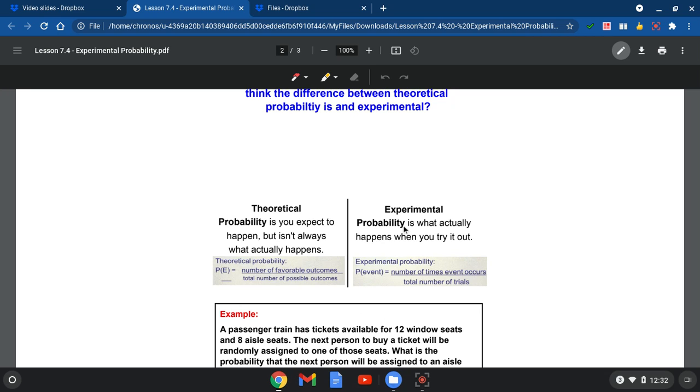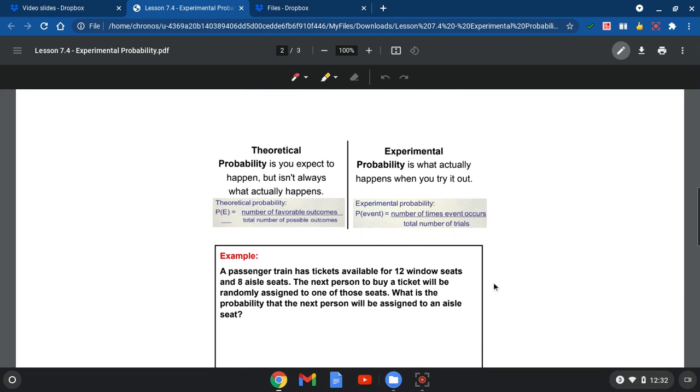Contrastly, experimental probability is what actually happens when you try it out through an experiment or through experience. So, for example, experimental probability is the probability of an event happening is the number of times an event actually occurred to the total number of trials.